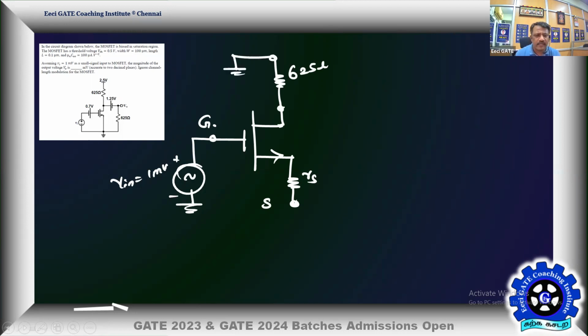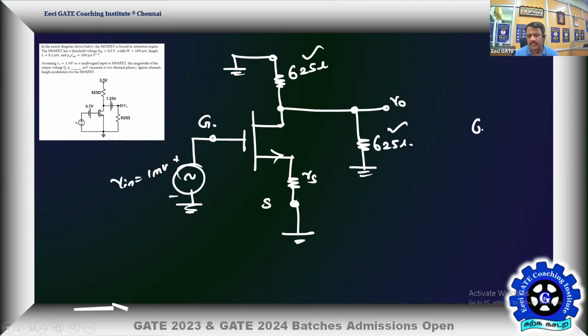Then the battery connected is also made 0. This is going to make your terminal V naught. We only need to find this magnitude, and the source is already connected to the ground. And here we have another resistance of 625 ohms. This 625 and this 625 are both connected to the drain, so that is going to be 625 parallel 625, which is 625 by 2.